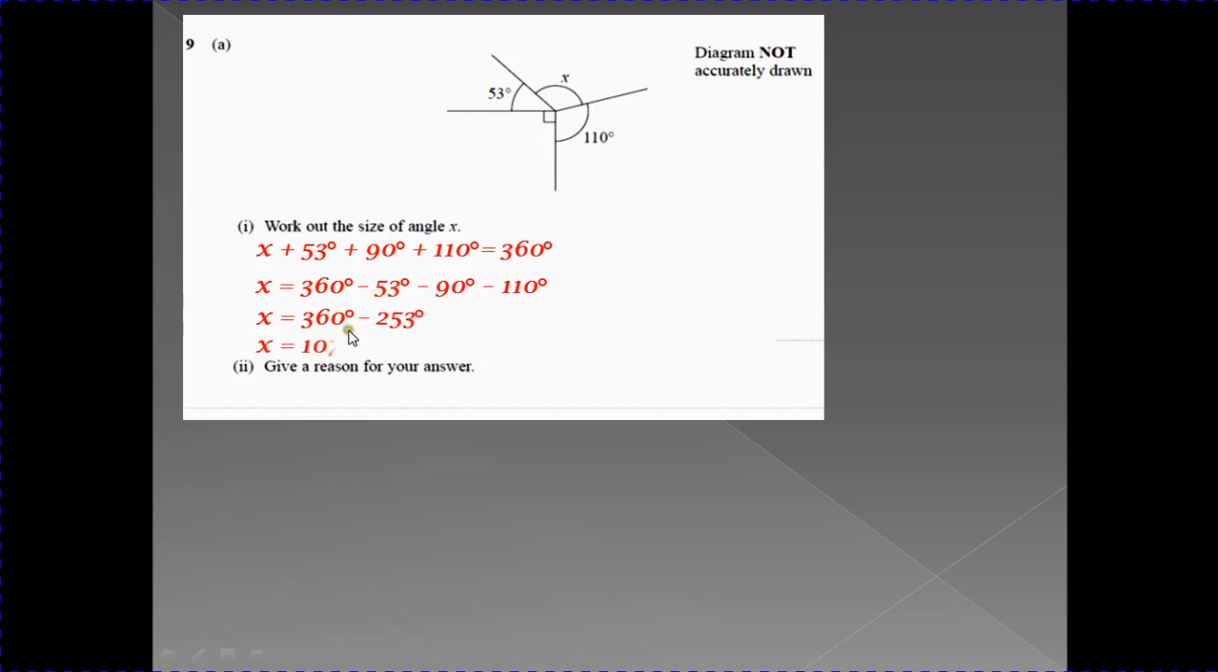Then you can get the last answer: x equals 107 degrees. What is the reason? I told you from the first, the sum of angles around a point adds up to 360.